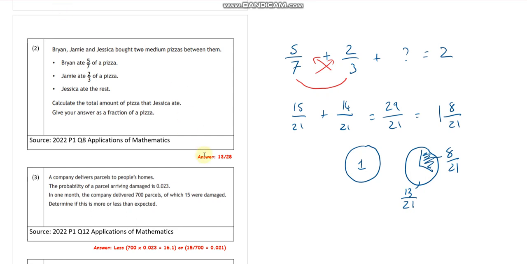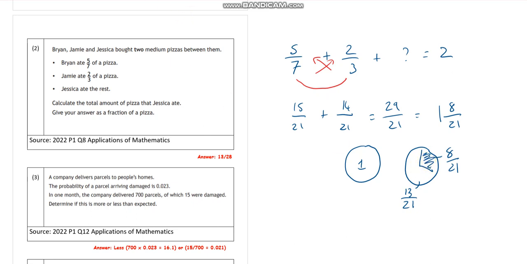I don't know why that says 28 for that answer. I'm not sure where they're getting that number from. I would be saying it's in 21s. I'm just going to double check that. Yep, can't see a problem with that. So 13/21s is all that's left, because we've eaten a whole pizza and 8 of those 21 slices, which is that little bit in there.